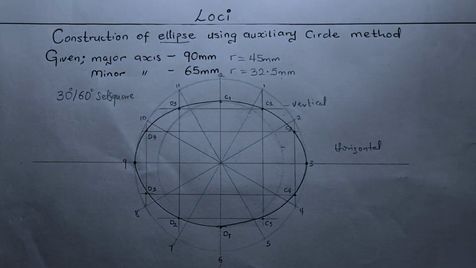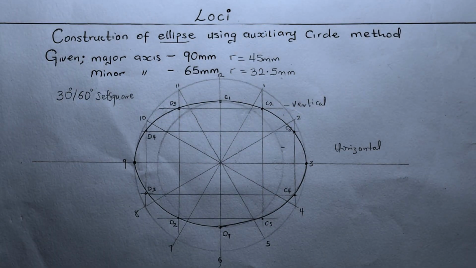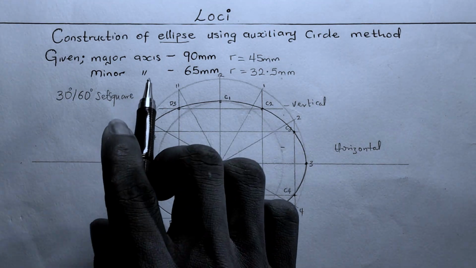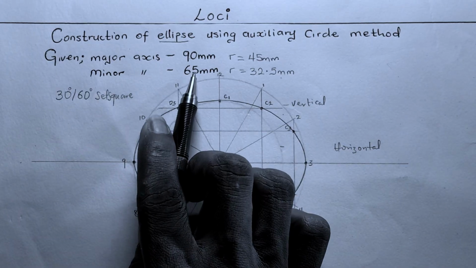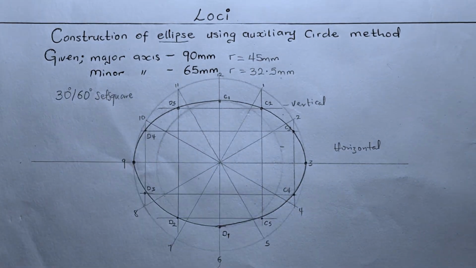So with this we have the completion of our ellipse, which is 90 millimeters on the major axis and 65 millimeters on the minor axis.